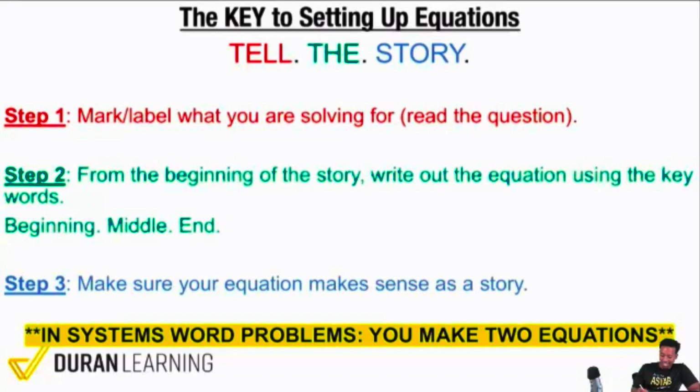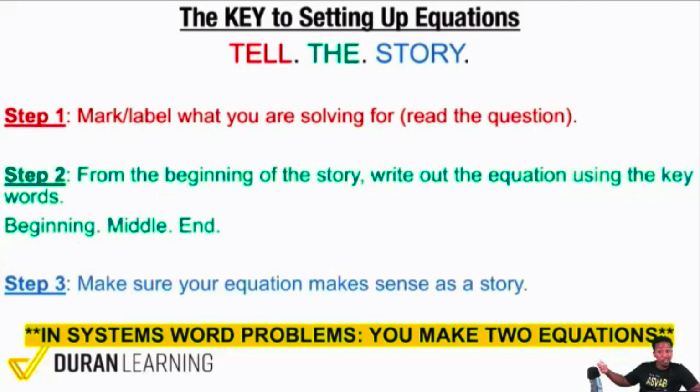I got you. So the 3 steps here, again, telling the story. This is my 3 steps to word problem success. It's not going to change. So step 1, you're going to mark or label what you're looking for. Read the question first. You want to know what the question is having you figure out. For those of us that have been in my program for more than 2 weeks, you know that I'm basically beating this over your head. You know what this is. Read the question.